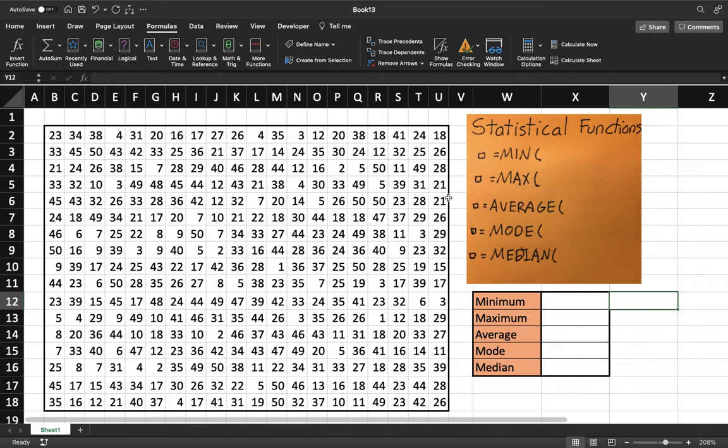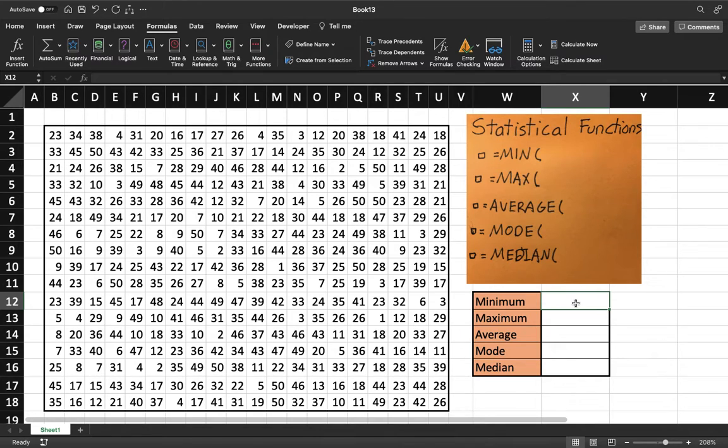Okay, so for this video, we're going to look at a couple of statistical functions and how to apply them to a large data set. So this one is going to be a little interesting. We're going to be using the minimum, maximum, average, mode, and median functions to find the corresponding part of the data. And what I did to create this data series is use a random number generator between 1 and 50.